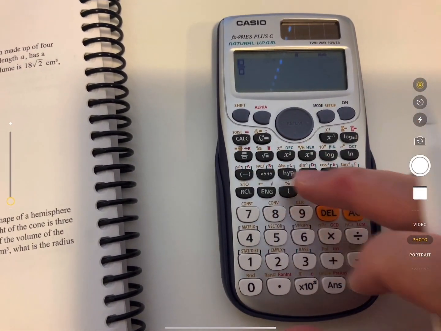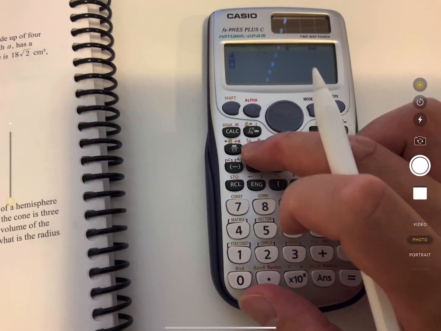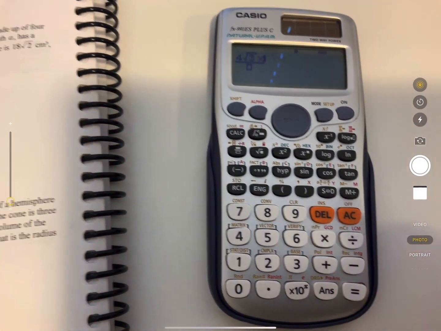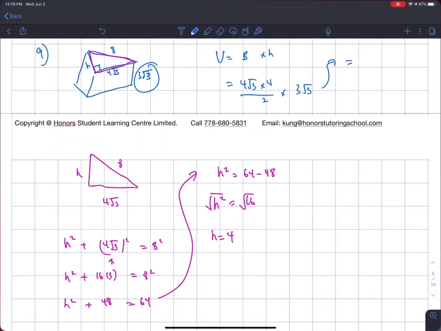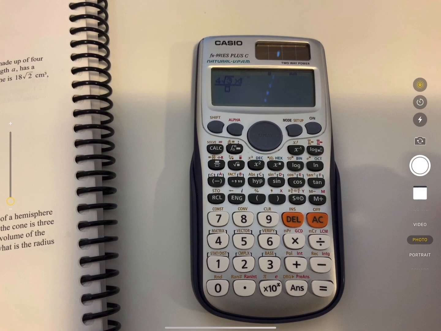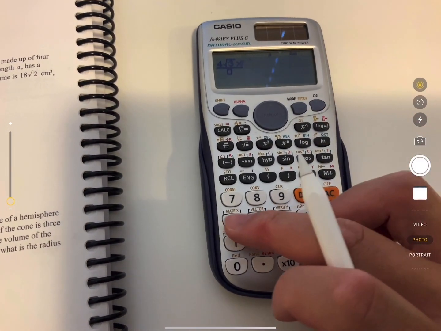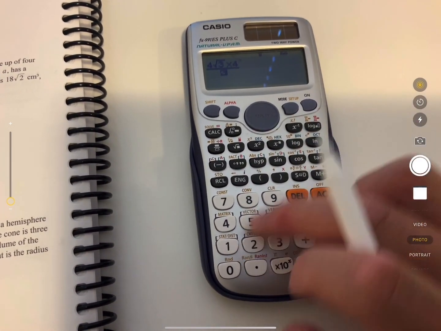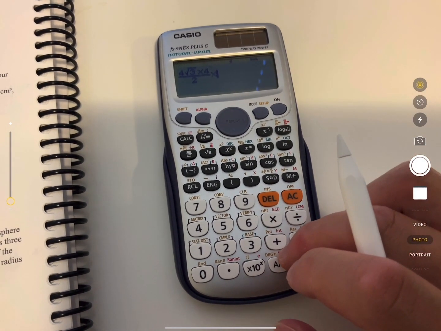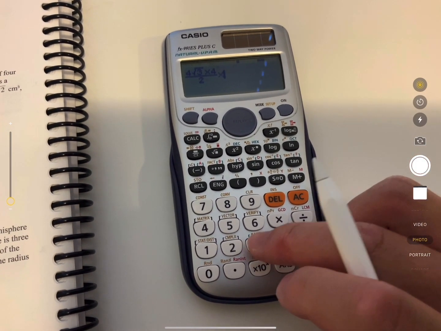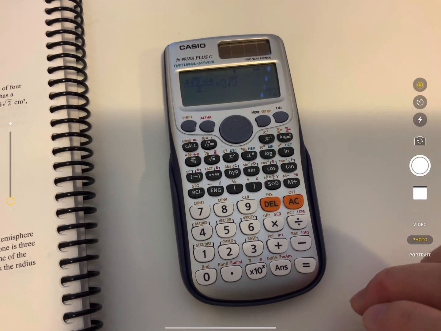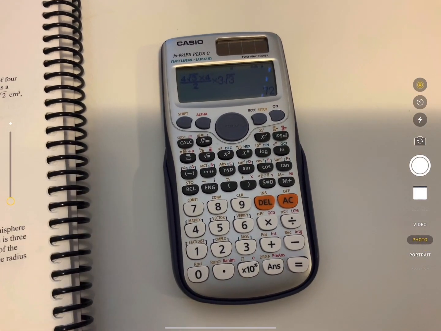So use the fractional button. You have 4√3 times 4/2, and then times 3√3. And that's it. It gives you the answer 72.